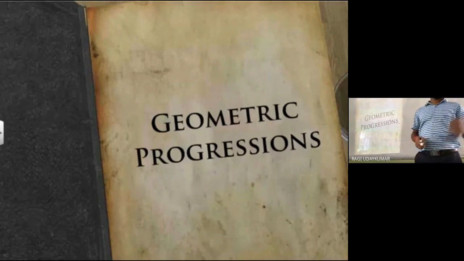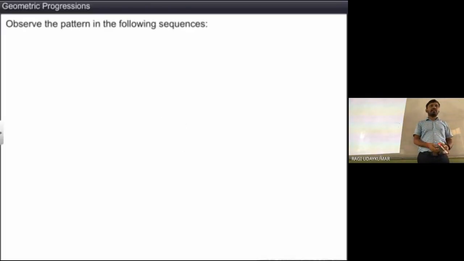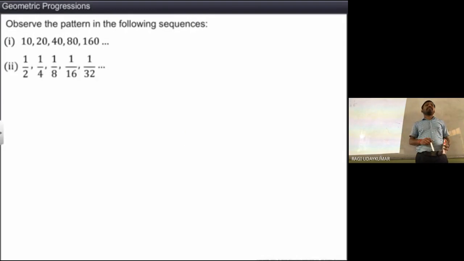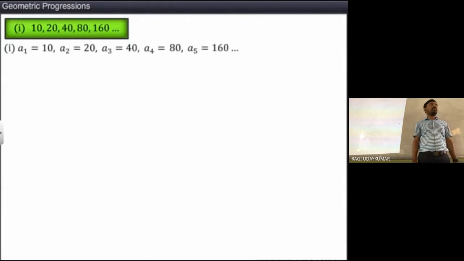Geometric progression. The sequence and series, arithmetic progression is completed. Now the geometric progression. So let us see here. One pattern of numbers is given to you. Two patterns here: 10, 20, 40, 80, 160, and 1 by 2, 1 by 4, 1 by 8, 1 by 16, 1 by 32. Okay.